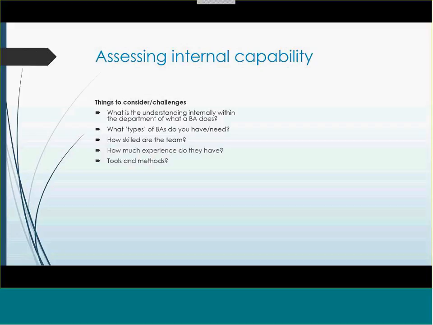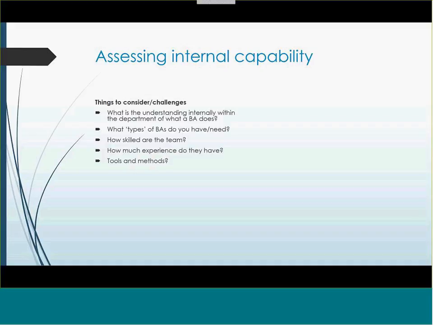Recommending to someone what they need to think about, the place I would start is assessing your internal capability. That's looking internally within your department. If that's an IT department, then looking internally: what do your colleagues in your own department say a BA does?